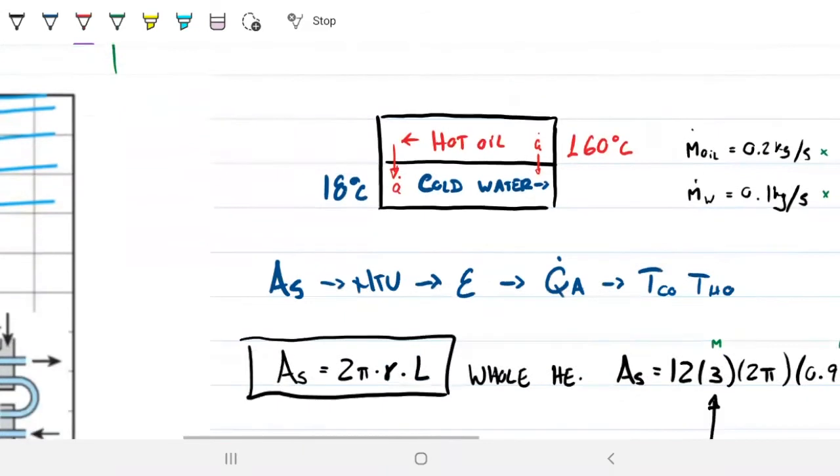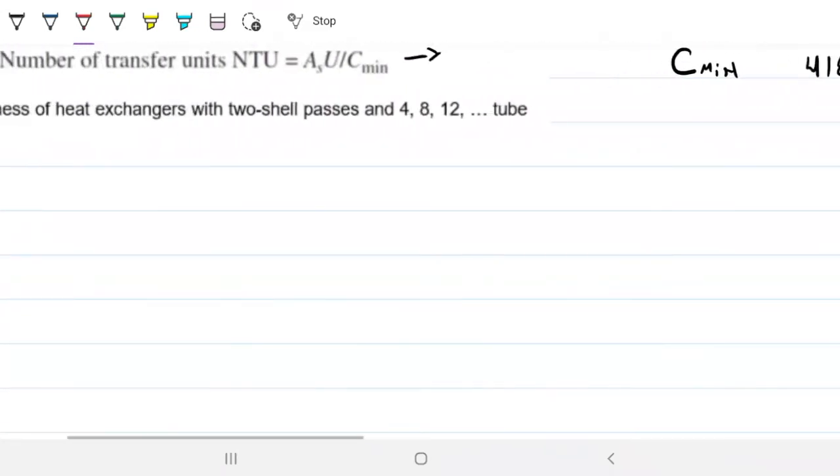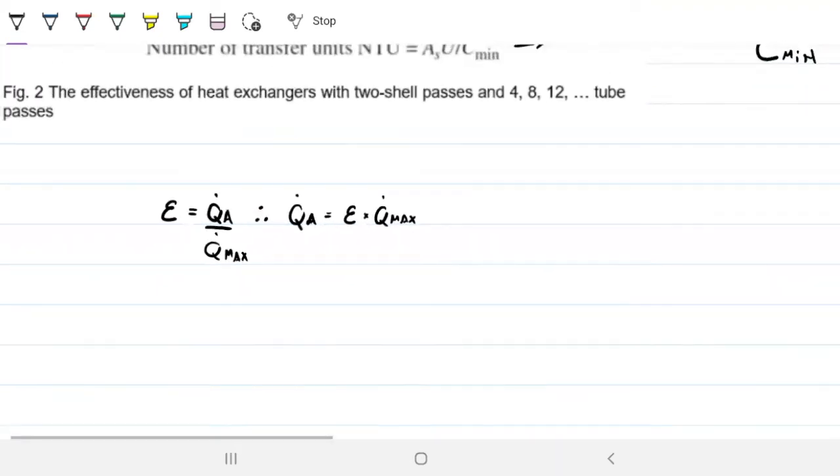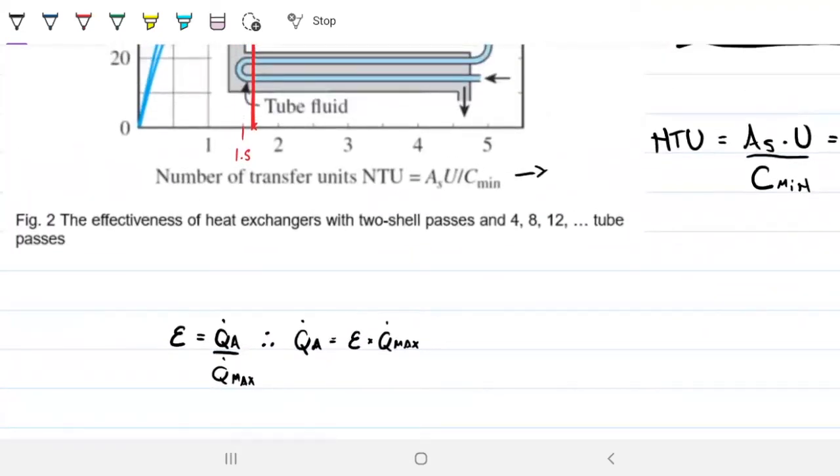So that means, let's write that mathematically. My effectiveness is just the ratio between how much I actually got divided by how much I could theoretically get. So therefore, if I want to find out what is my actual, I need to just multiply the effectiveness by the maximum theoretical.